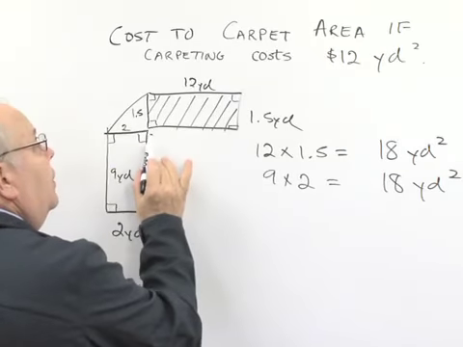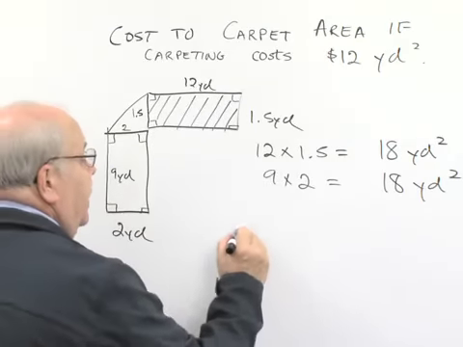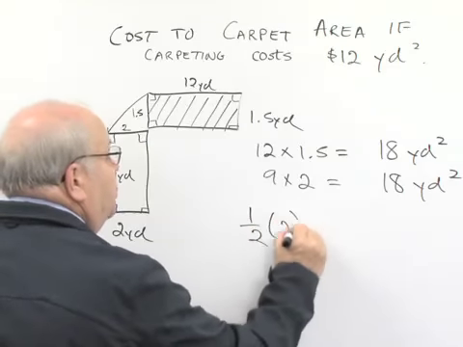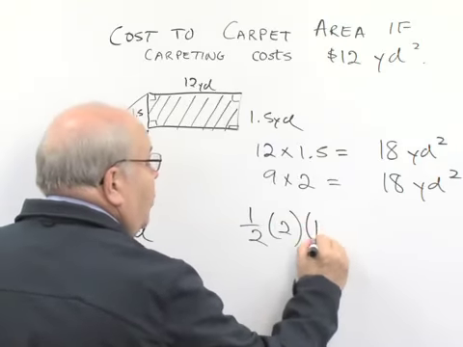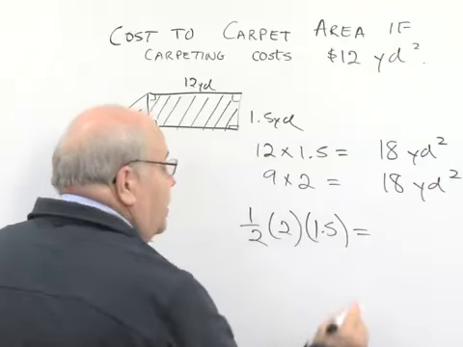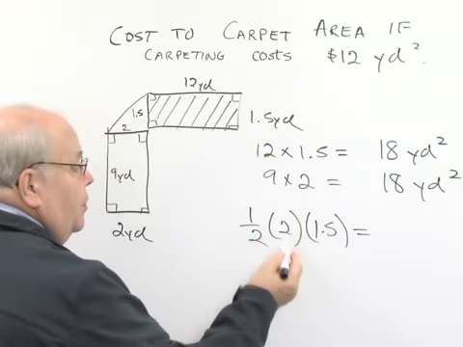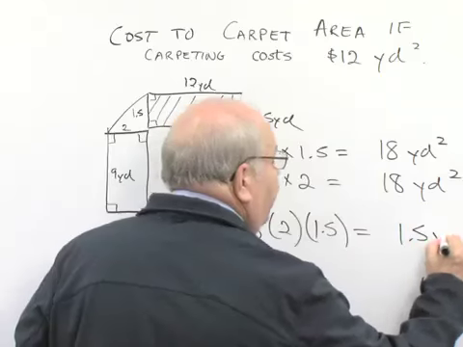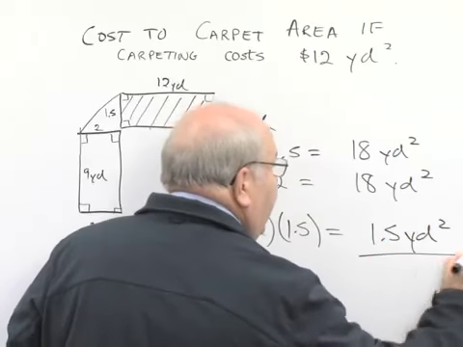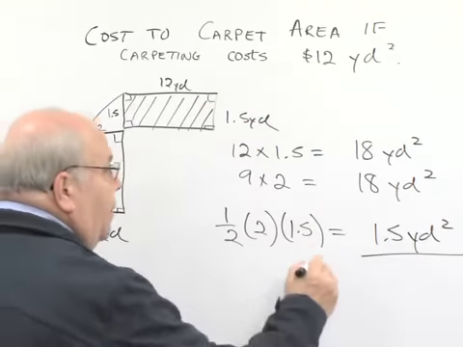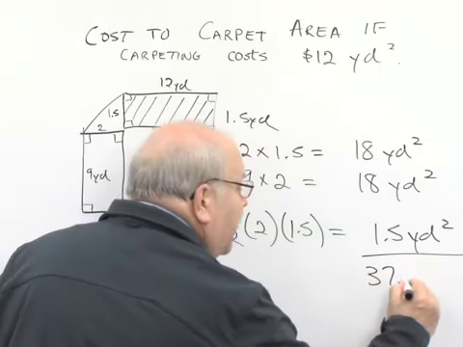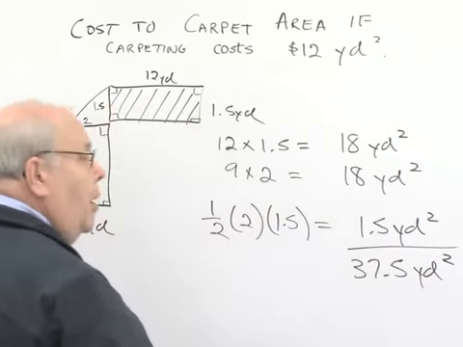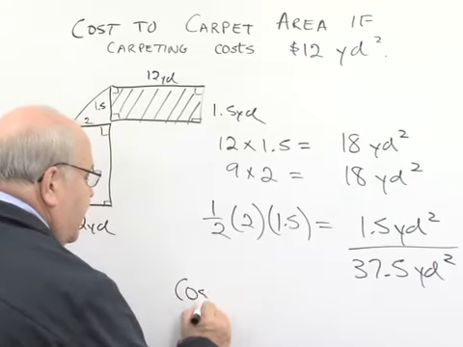The area of a triangle is 1/2 the base times the height. So we have 1/2 times the base, which is 2, times the height, which is 1.5. We can see when we multiply 2 times 1/2, we get 1. So our total is going to be 1.5 square yards. If we add these 3 together, we're going to get 37.5 square yards.